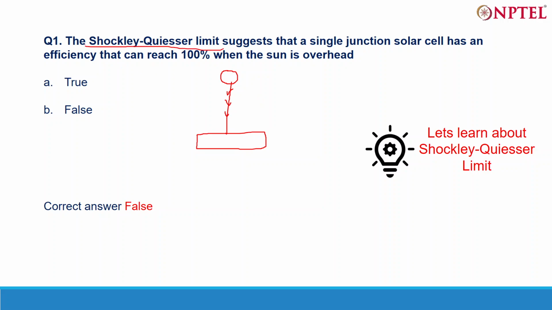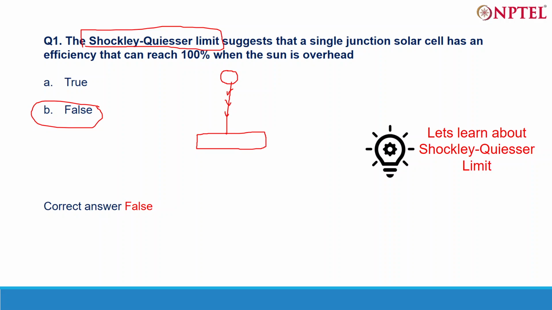The Shockley-Queisser limit is the main concept here. We'll discuss more about this limit in upcoming slides, but for now we'll discuss this question only. The Shockley-Queisser limit suggests that a single junction solar cell has an efficiency of 100% if the sun is overhead. This is the first statement. If you have gone through the slides taught by Professor Pratap, you would have easily figured out that this is a false statement.